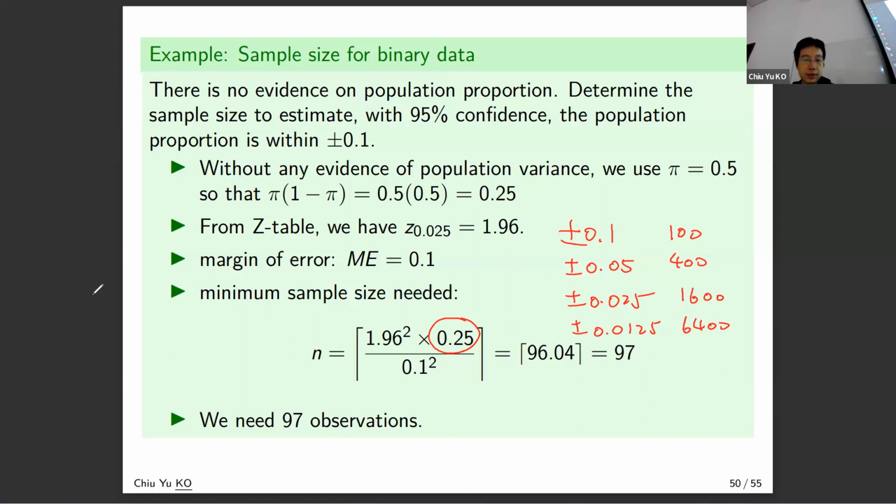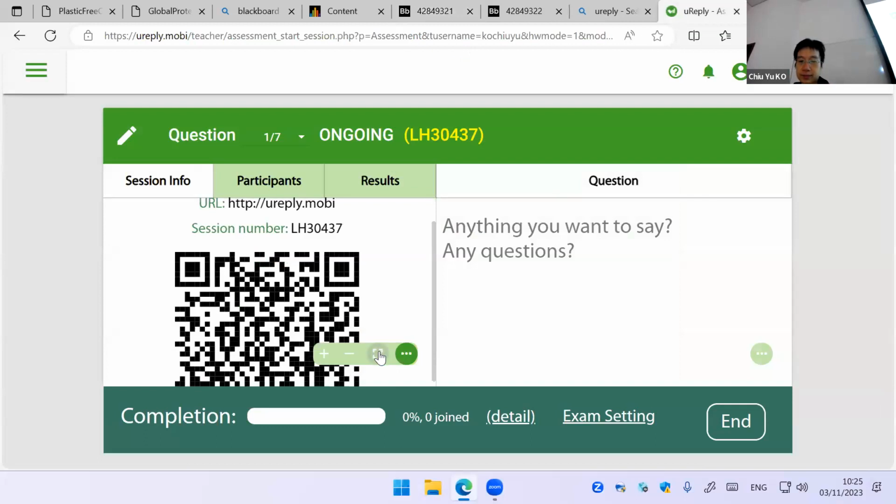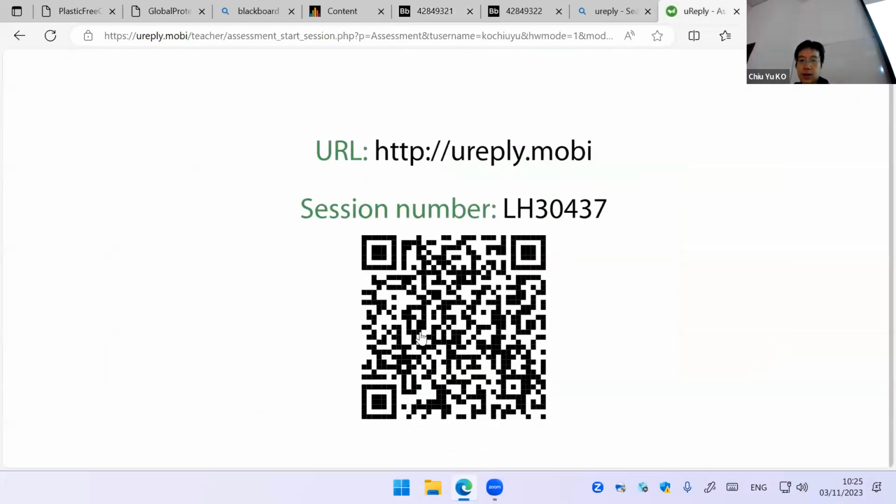I guess if there's no question, we're done with our estimation. After the break, we'll talk about hypothesis testing. Please reply to me about how fast or how slow I'm doing today. So let's have a break of 15 minutes. We'll resume at 10:40.